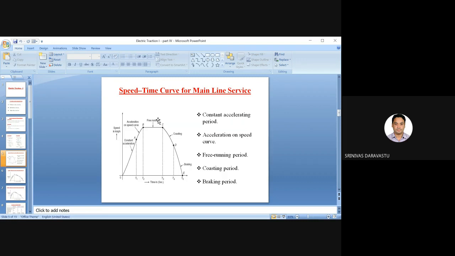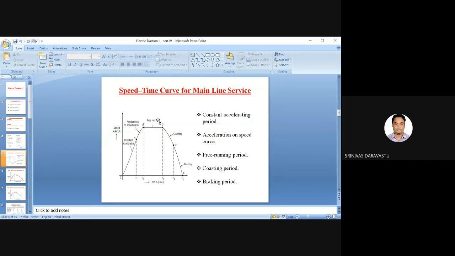Next one is the coasting period. Generally, at the end of the free running period, the power supply is cut off and the train is allowed to run under its own momentum. The speed of the train starts decreasing on account of resistance to the motion of the train. The rate of decrease of speed during the coasting period is known as coasting retardation. Generally, that value is practically constant.